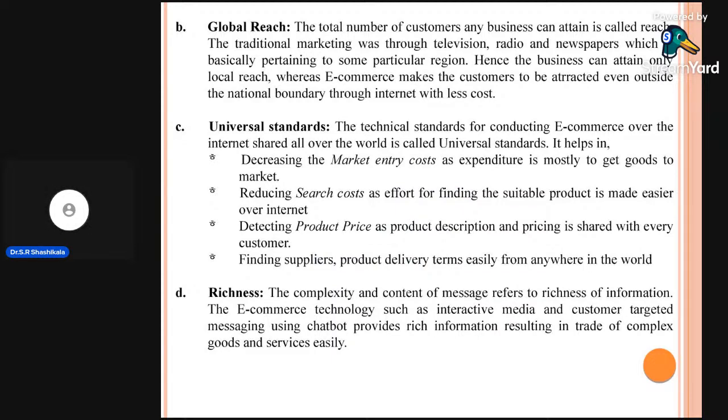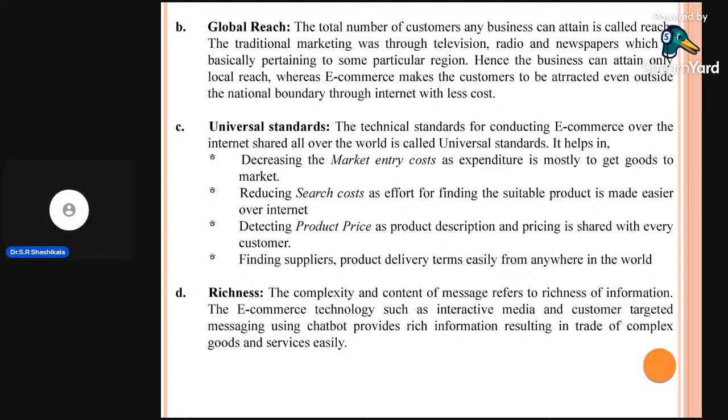Now, universal standard. Since we are catering to the requirements of customers from different parts of the world, all of these are shared through the internet. We follow certain standards which have to be matched for different parts of the world. That is known as a universal standard. This generally helps in decreasing the market entry cost, reducing the search cost, then detecting the product price and product description, and also finding suppliers and the product delivery terms very easily from any part of the world.